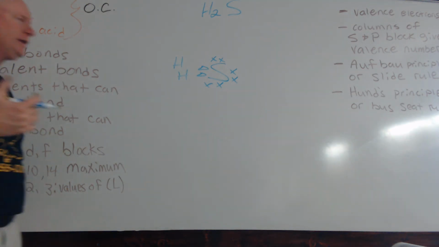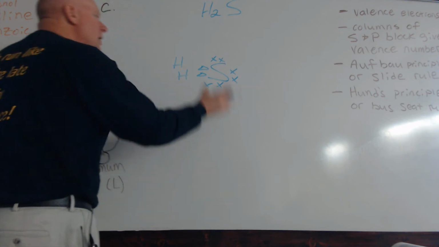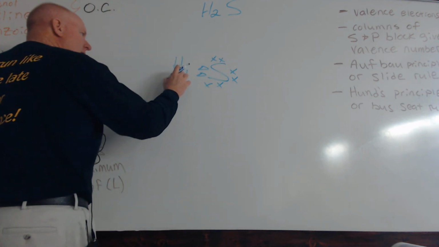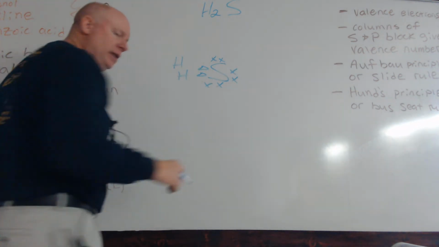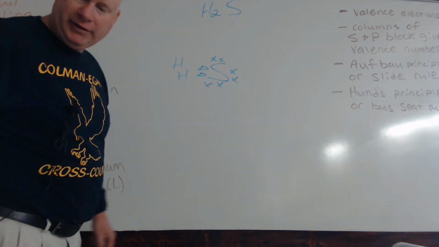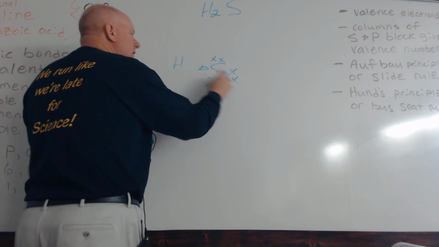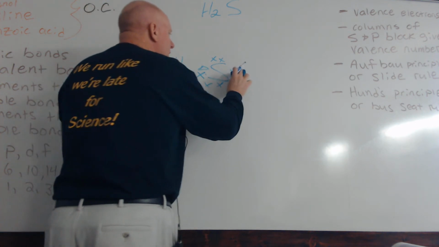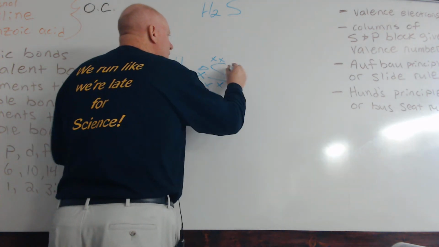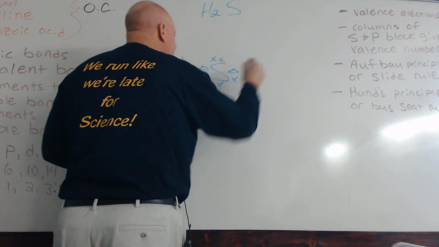Yes, you have satisfied the octet rule, but a better way of doing that is taking one of these hydrogens and placing it over there on the other side. So upon doing that, that means we take this X, put it over there, and then put this triangle over here with that of another hydrogen.